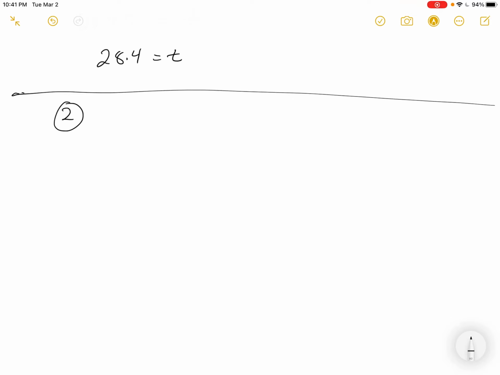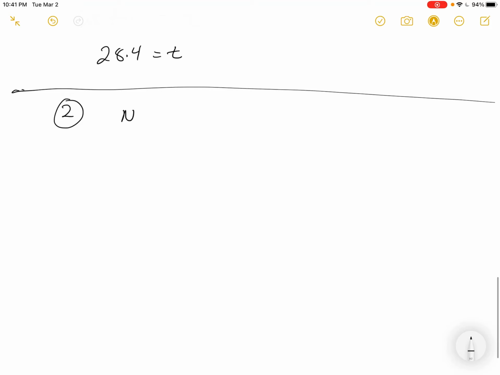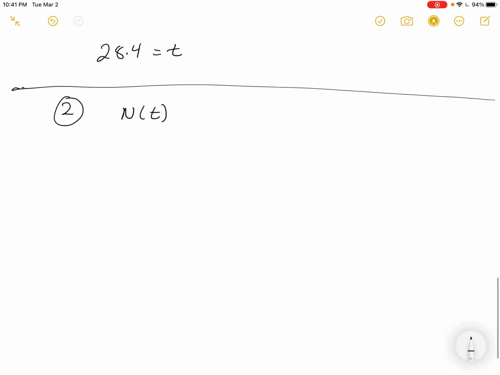A population colony of mosquitoes obeys the law of uninhibited growth. So the law of uninhibited growth is, sometimes they use an N instead of an A, N being number of. N of t is equal to the amount you start with, e to the kt. That is the law of uninhibited growth.